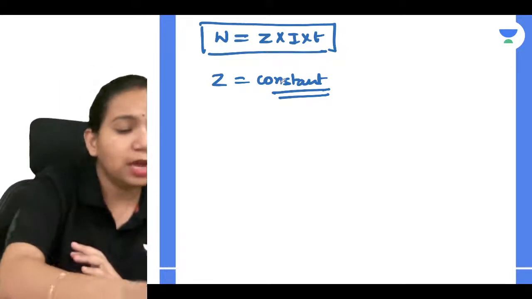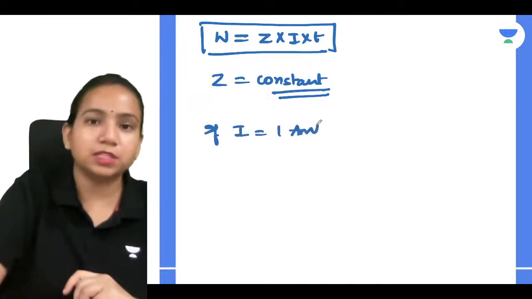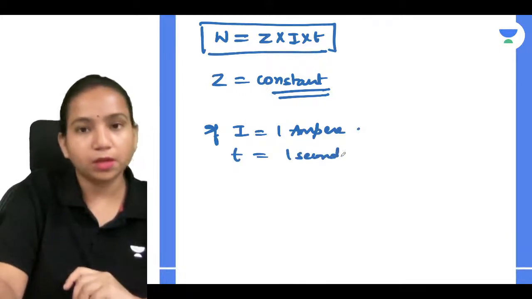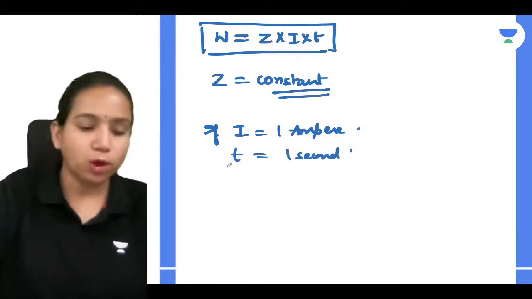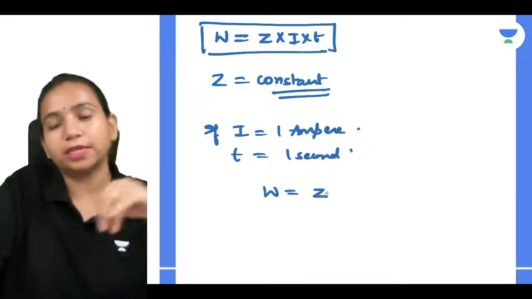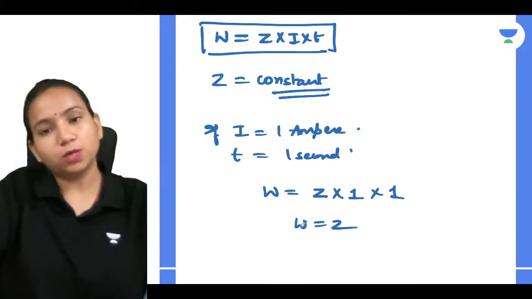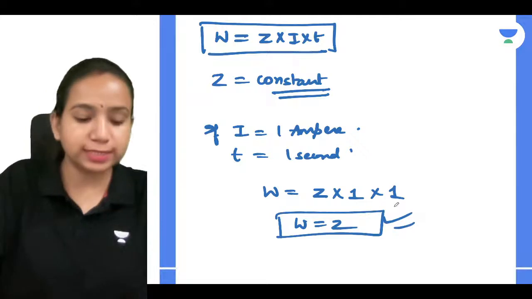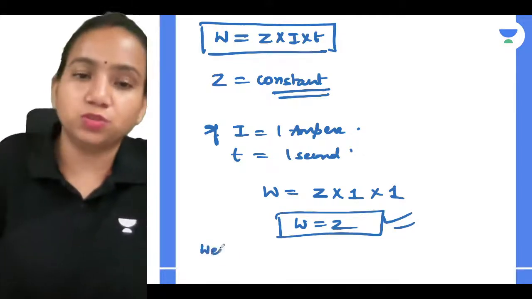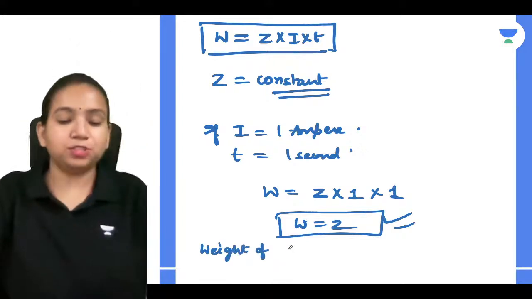If you take I equal to 1 ampere, meaning current is 1 ampere, and time is 1 second, what will happen? Your W will become equal to Z. Why? Because you keep I and T as 1 and 1, so W becomes equal to Z. So what is Z, guys? Z is nothing but the weight of the substance produced. So Z is a constant which is the weight of any substance produced.